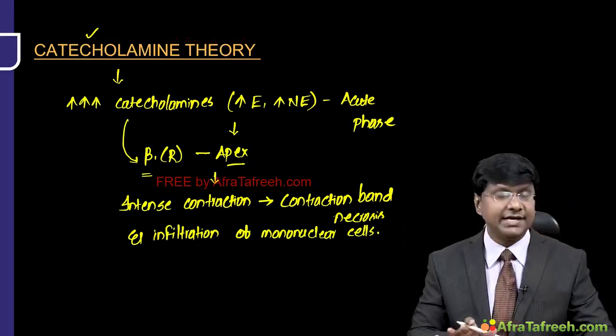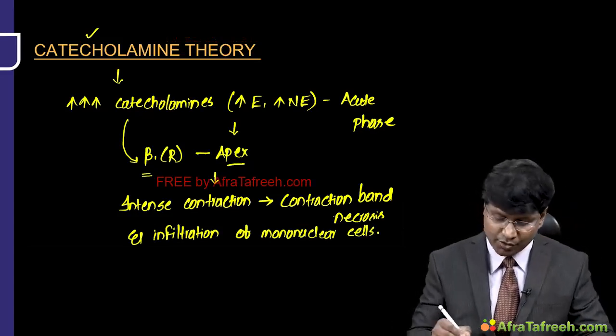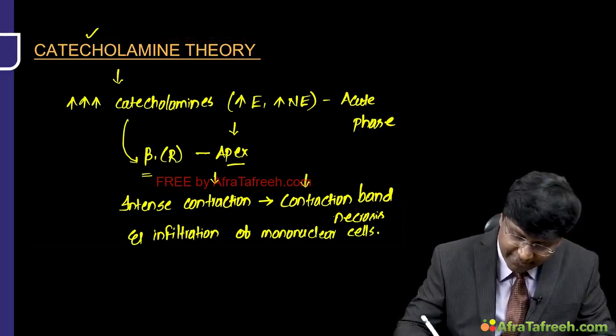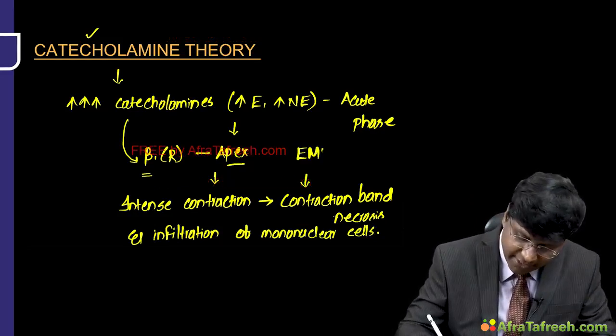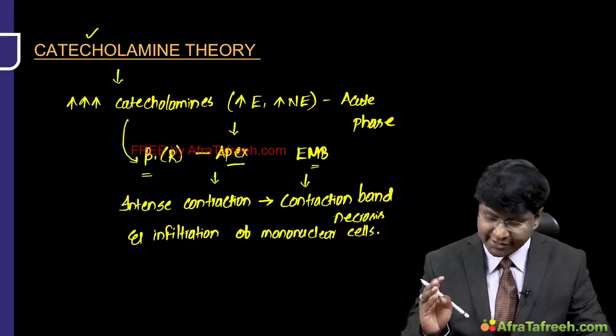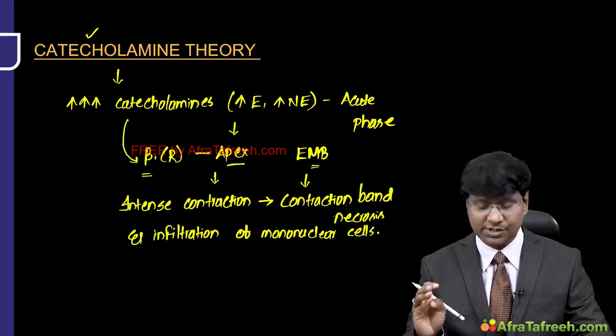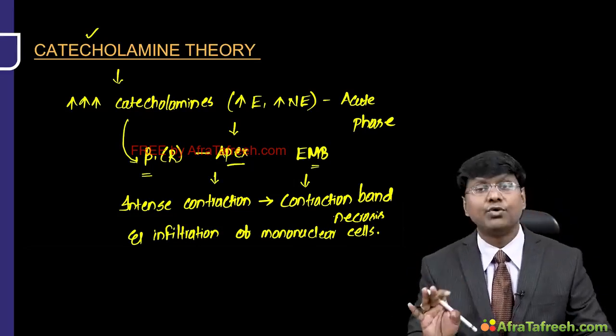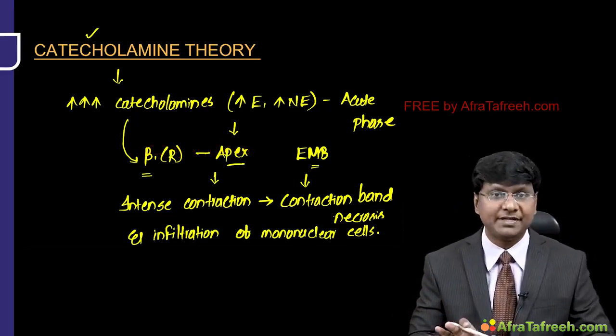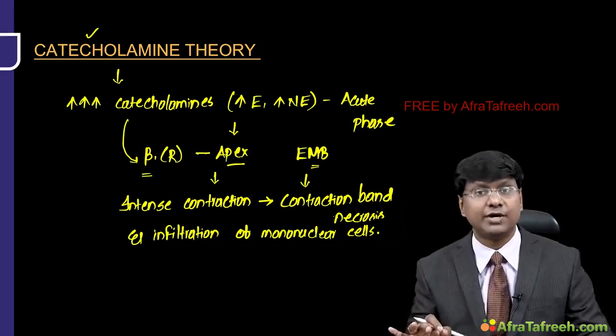Right? So that is your catecholamine theory. When you do an endomyocardial biopsy, what does it show? It shows contraction band necrosis and infiltration by mononuclear cells. So that is what happens in case of Takotsubo cardiomyopathy.